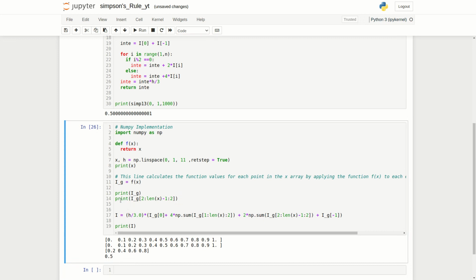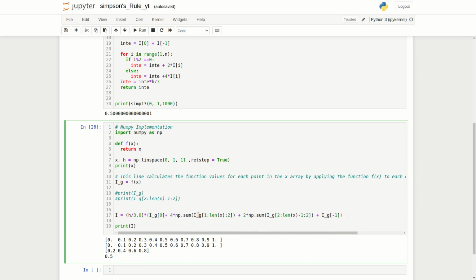I hope you understand. Therefore, we add with the np.sum function, and within that I_g from 1 to the length of this array in the gap of 2, that will be the odd index terms, and twice of np.sum of I_g starting from 2 to length minus 1 in the gap of 2, that will generate the even terms, and you take the sum due to the np.sum function. It is a one liner code for Simpson's 1/3 rule.